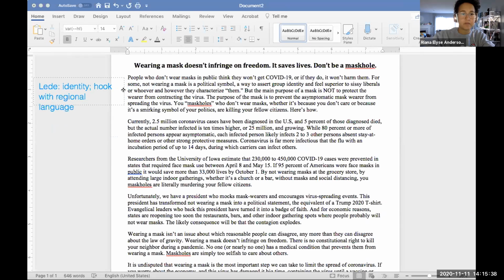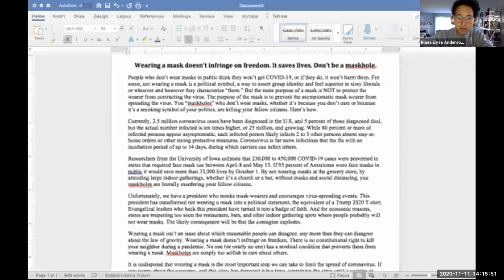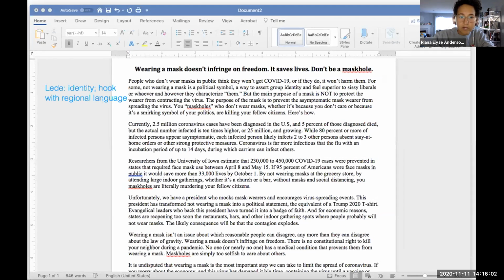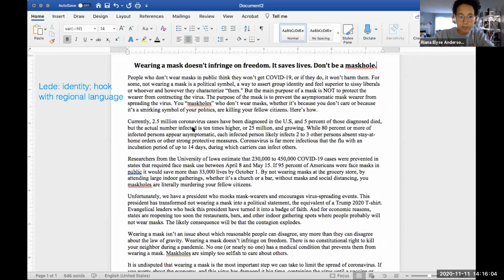Right. So thank you for that. It's definitely looking like this person is hooking perhaps with regional language or with this identity statement of who the people around this author are. So that's the first thing that we wanted to do, was to find a lead. I'm just going to make sure that I have the different elements up. So we want to find a lead, and then we want to understand what this person's argument is. So you're making a statement and then you're supporting it with various facts.